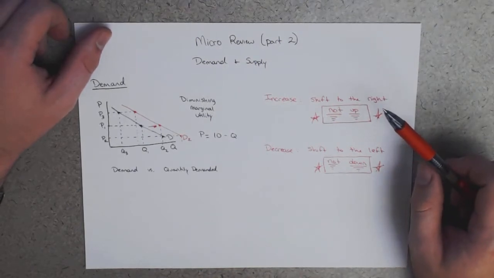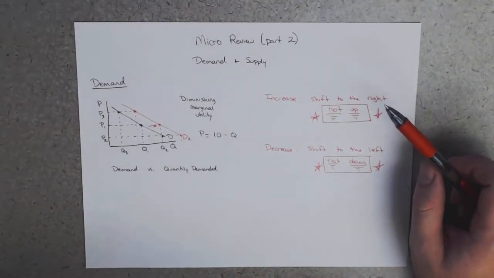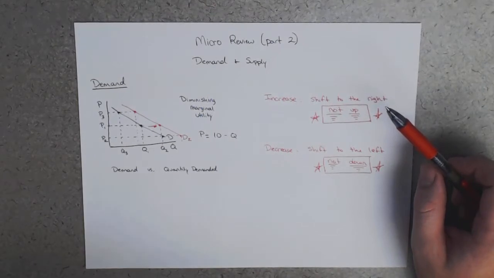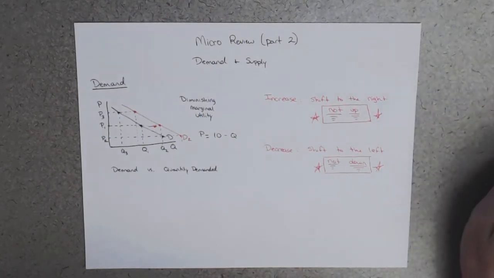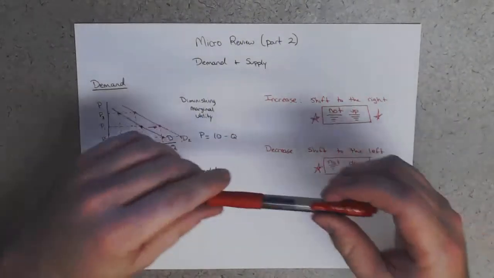We can also have a change in the expected price of a good, okay? Now this one's a little bit tricky, okay? So let's say we have pens.